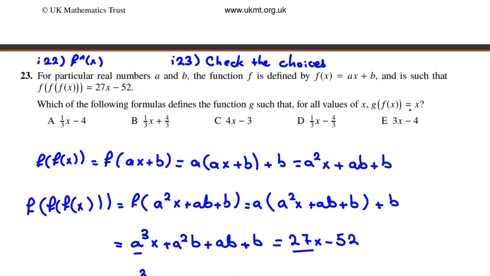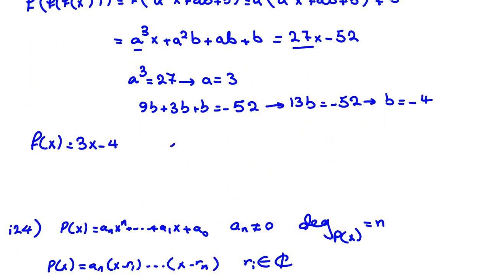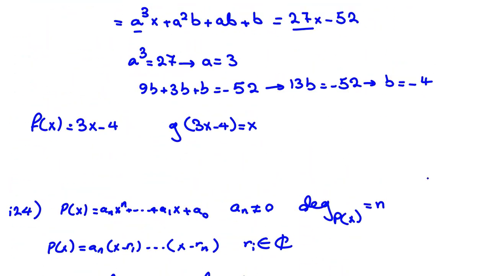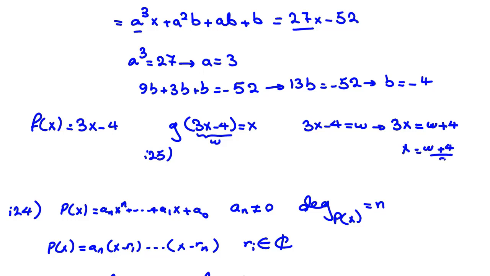Now we want g of f of x to be x. So g of 3x minus 4 is x. Again, one idea, let's call this idea 25. When you see something like this, you want to find g of, for example, something, try to use changing variables. So w is this: 3x minus 4 is w. So we want to find x in terms of w. 3x equals w plus 4, so x is (w plus 4) over 3. So g of w is x, which is (w plus 4) over 3.